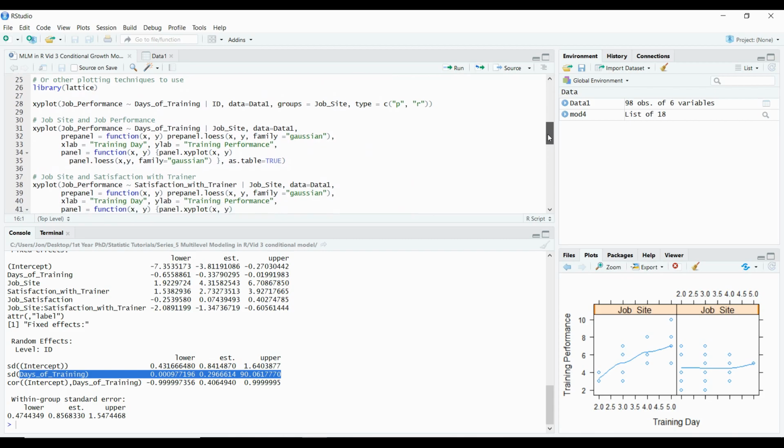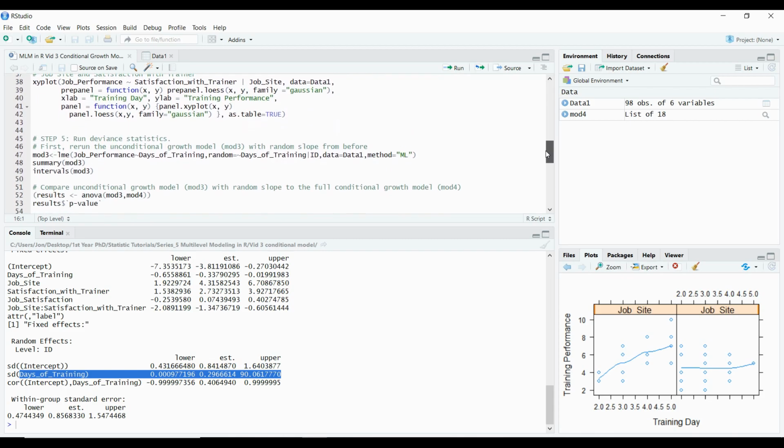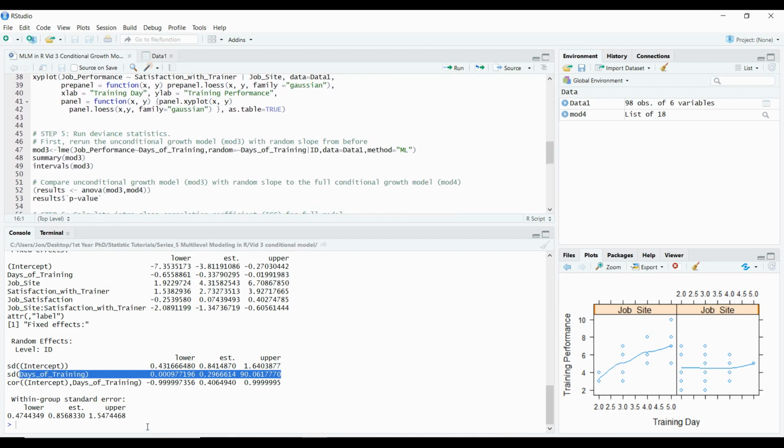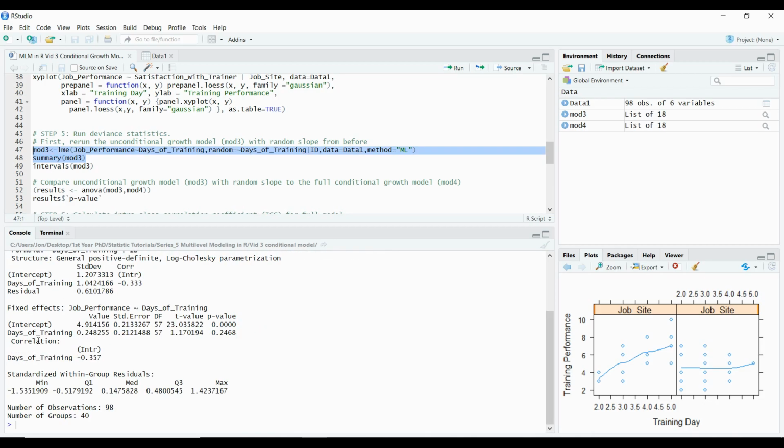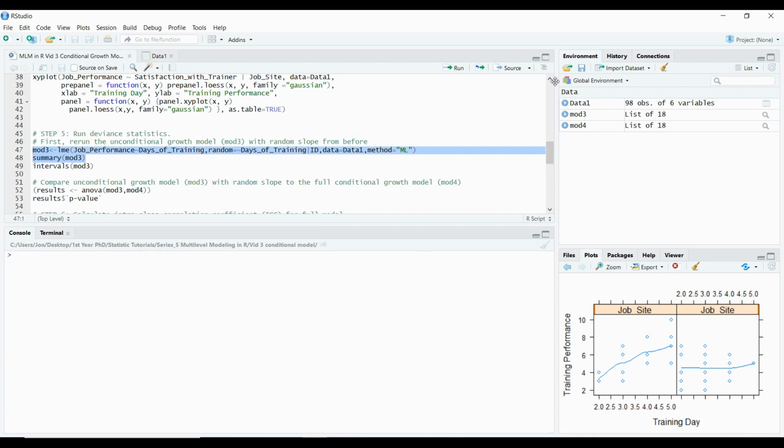So the next thing I'd like to do is really compare those deviance statistics. Let me just clear the space. In video number 2, we created the unconditional growth model with a random slope. I want to include that in my global environment here, so I'm just going to quickly run that. Let's clean that up. We don't really need it there. But in my global environment, I now have model 3 and model 4. Model 3 was from video 2. Model 4 is from this video.